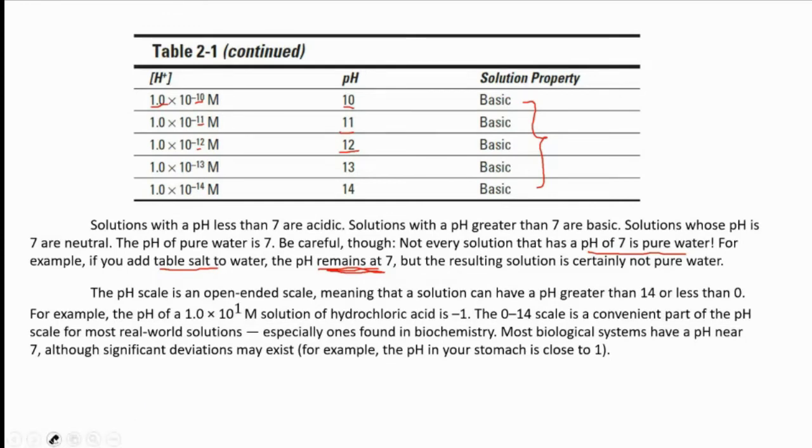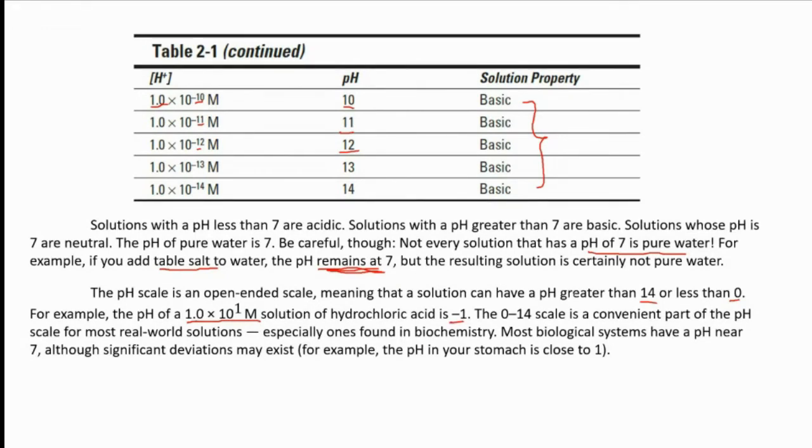So, the pH scale is open-ended, meaning that a solution can have a pH greater than 14 or pwede ring mag-negative. For example, the pH of a 1 times 10 raised to 1 solution of HCl is -1, kahit i-compute nyo pa yan.